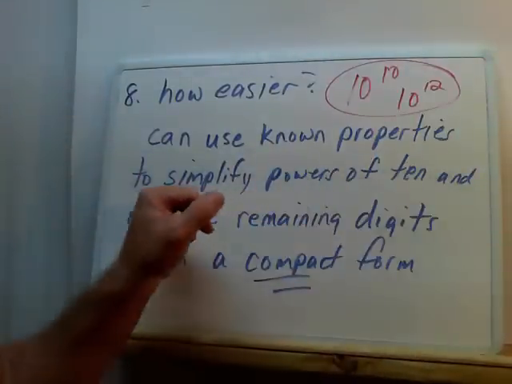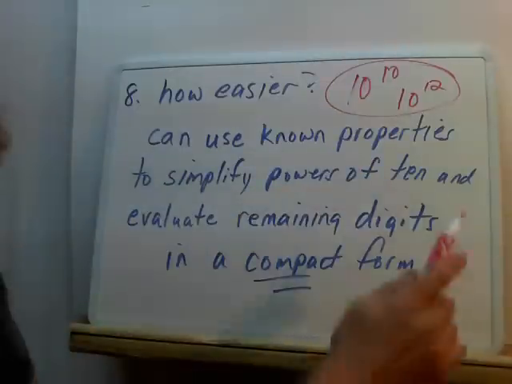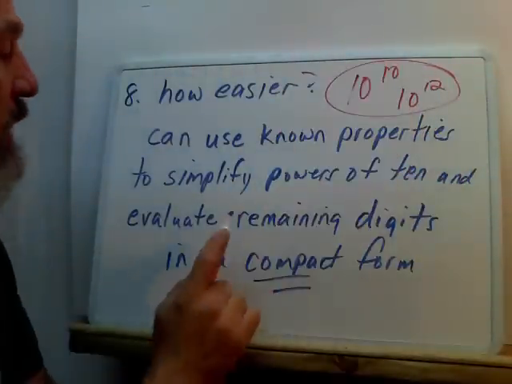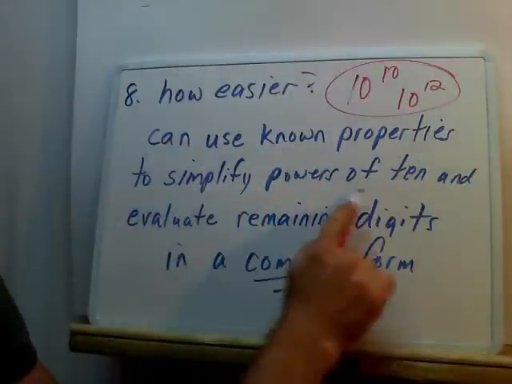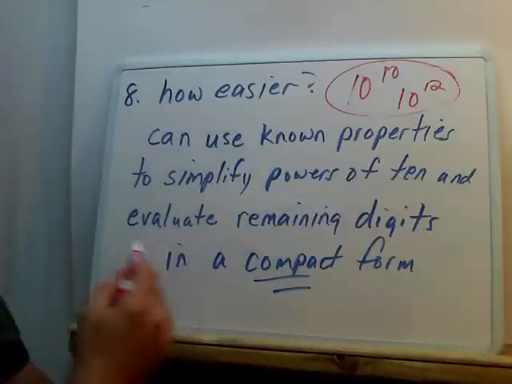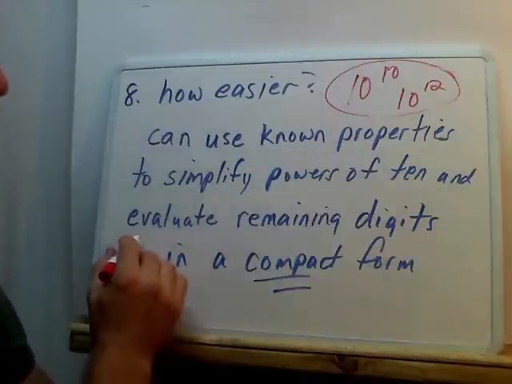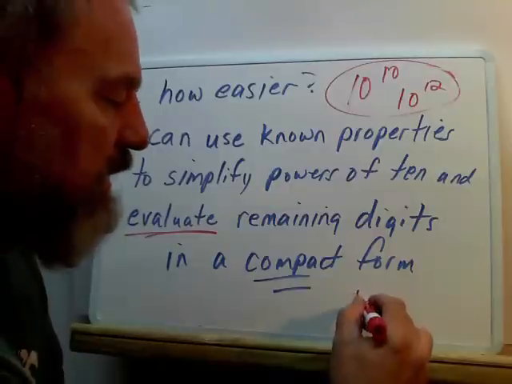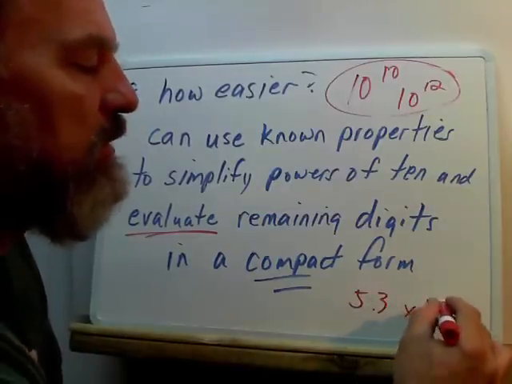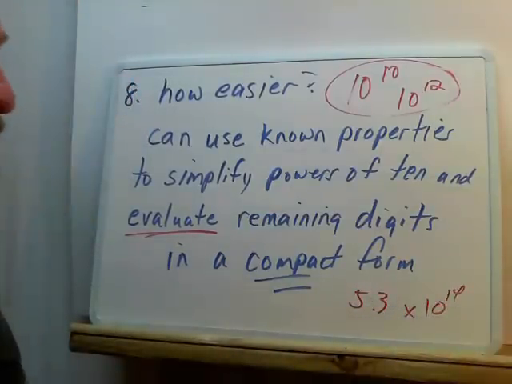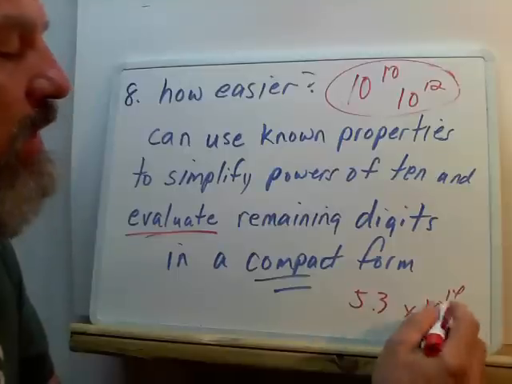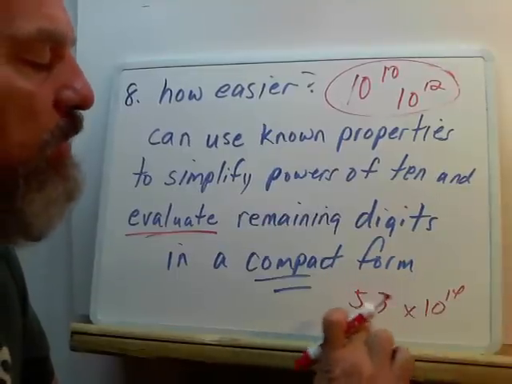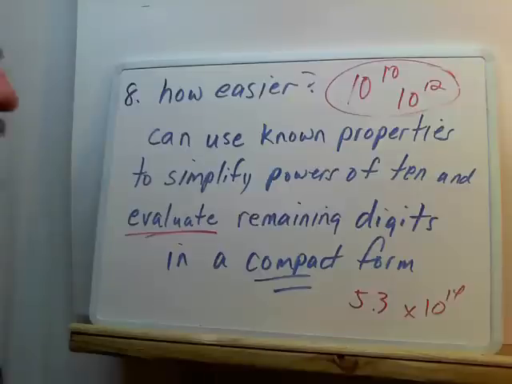We can use the known properties of products of powers, etc. We can use those properties to simplify the powers of 10, and what's remaining is we can evaluate the remaining digits in a compact form. You know, like say 5.3 times 10 to the 14th power. That's a huge number. But we can use the powers of 10 to get rid of most of that, and now all we have to do is use numbers like 5.3 or 6.85 or whatever it is. So it does make things easier. Thank you.